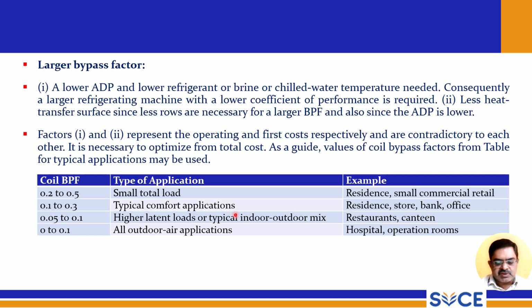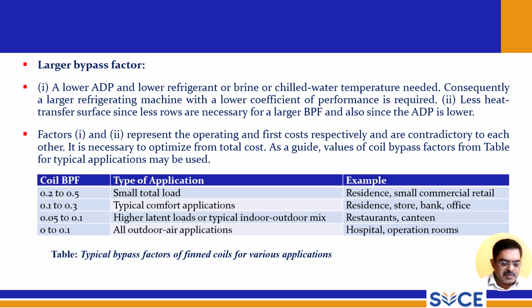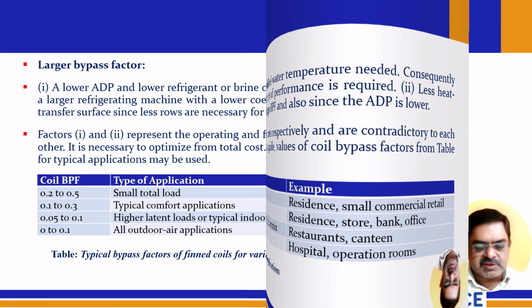0.1 to 0.3 is for typical comfort applications: residences, store, bank, office. 0.05 to 0.1 is for higher latent loads, typical indoor outdoor mix, that is restaurants, canteens. 0 to 0.1 is for all outdoor apparatus air applications: hospitals, operation room, and other places. So this is the table of bypass factors for finned coils for various applications.